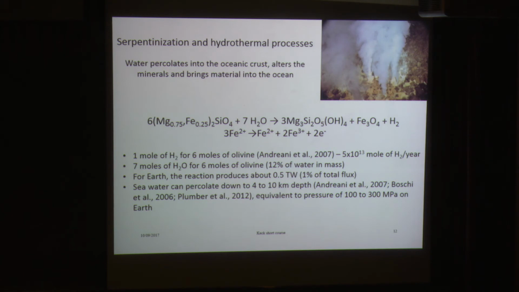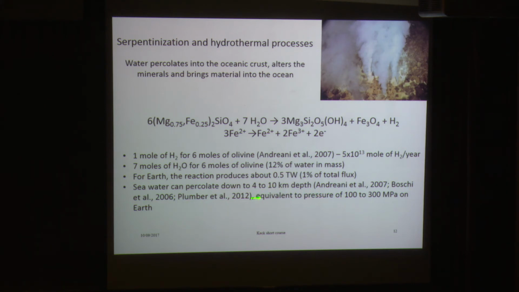And I took the Atlantic, and I can't remember if I also included the Pacific, because something that I learned is that serpentinization in the Atlantic is very different from serpentinization in the Pacific, and I also need to understand why. But anyway, it's not negligible, it's 1% of the total flux which comes out of the Earth. So serpentinization can be a great way to produce heat too. And the water can percolate down to 4 to 10 kilometers.